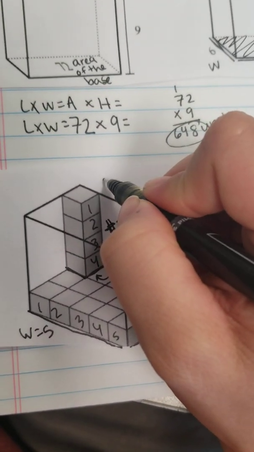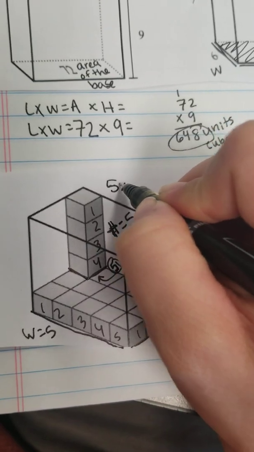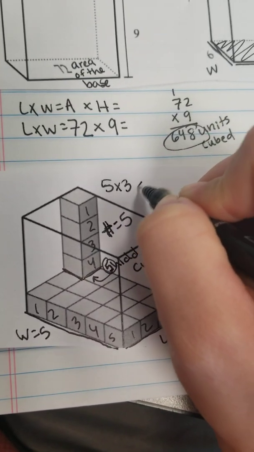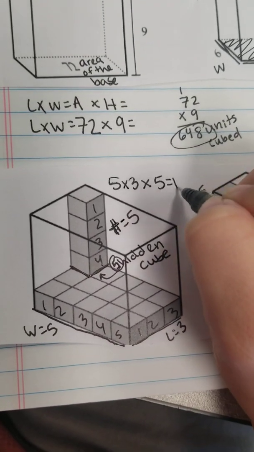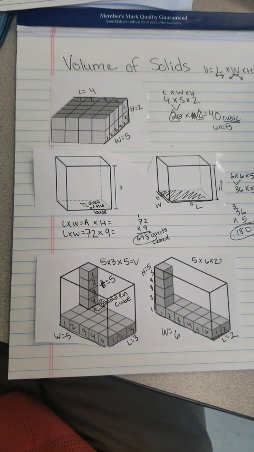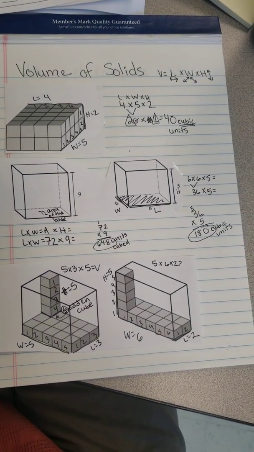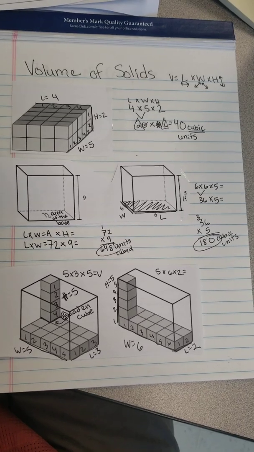So to find the area of the base, we'd multiply 5 times 3, and then we'd multiply it by the height to get the volume. So those are all the different ways you can find volume depending on what your figure looks like.